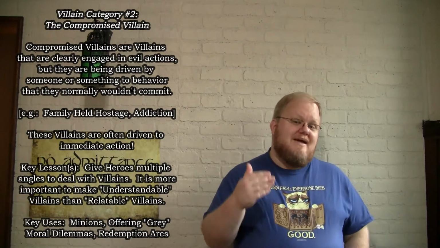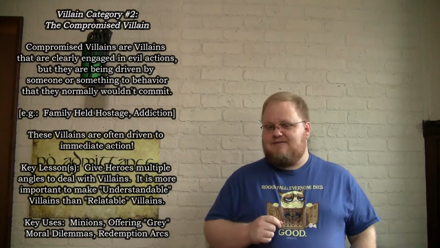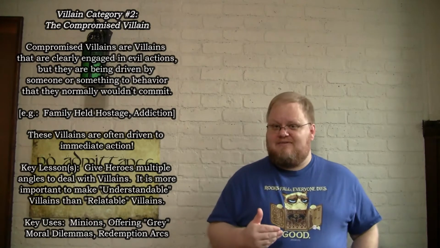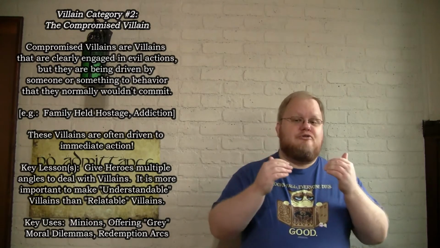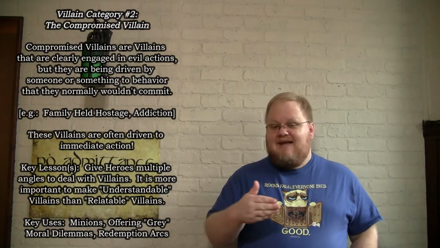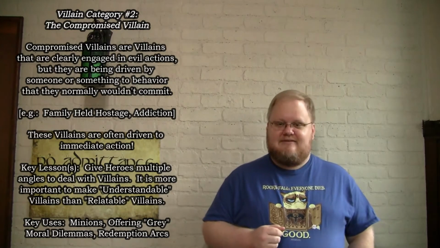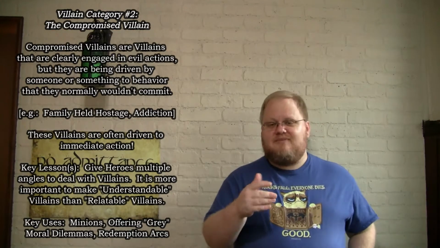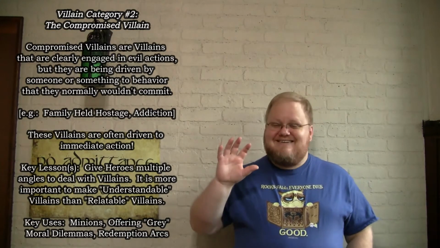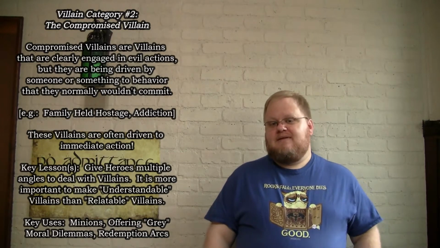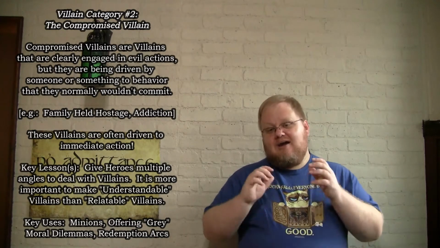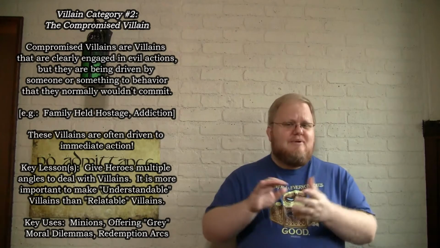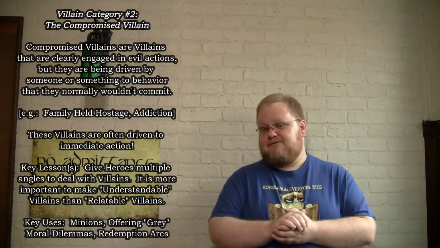However, if you want to make a relatable villain, it can be an effective tool, and the way you make a relatable villain a positive element of your story is you make them an understandable relatable villain, and that's what the compromised villain is. They are relatable because you recognize that they are being driven by something that normally would not drive them to the actions they are performing. So the second category, compromised villains, is a very powerful category and something that you can really get some good mileage out of as a storyteller.